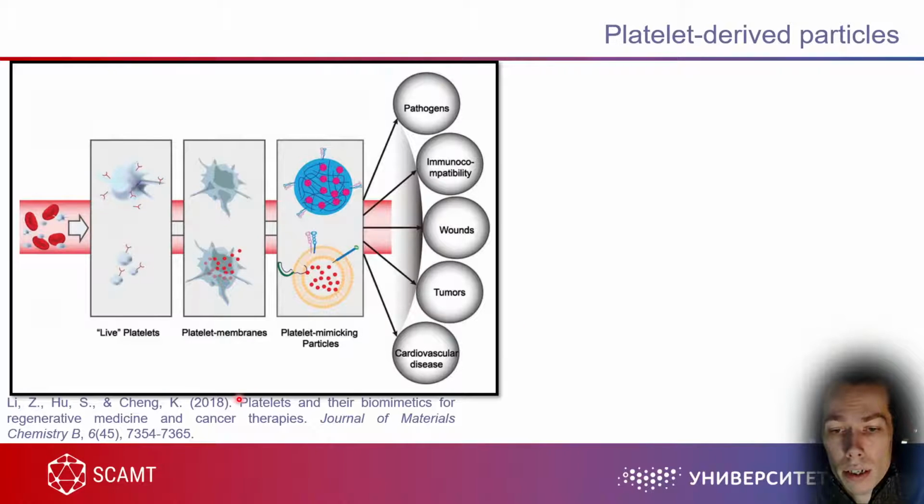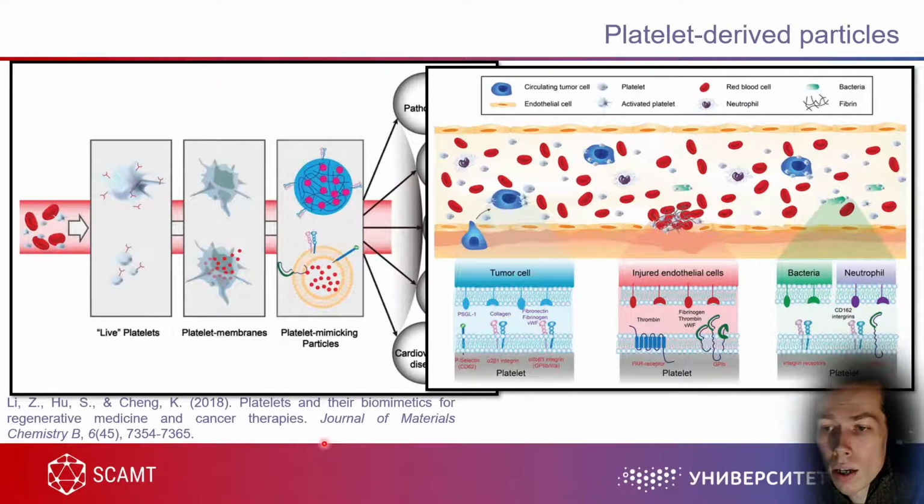Again, you can check this paper for some additional details. So how does this work, and why are platelet-derived particles so popular? If we look at platelets, platelets have a lot of different receptors on their surface, and these receptors can be used to target tumor cells, for example, through collagen or fibronectin receptors.